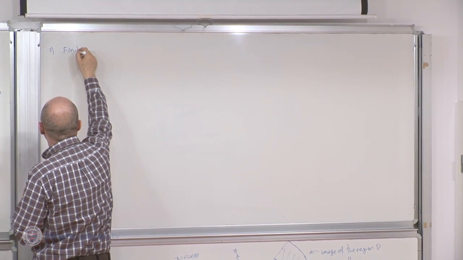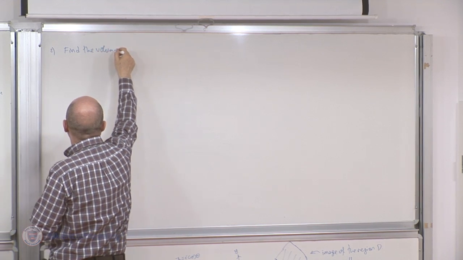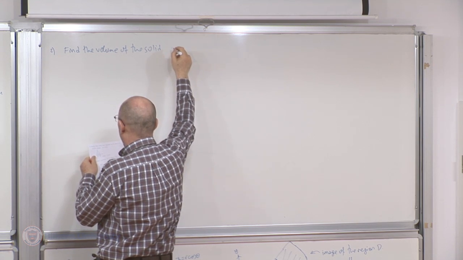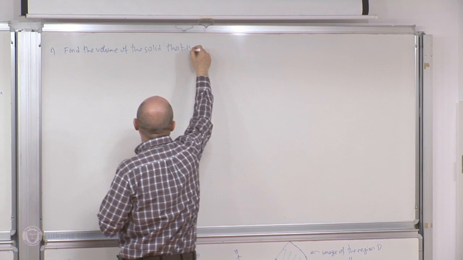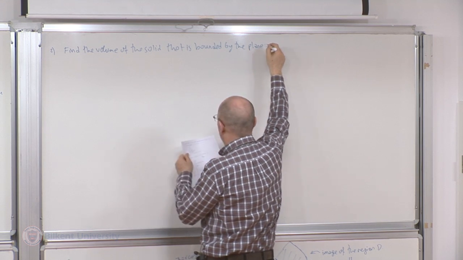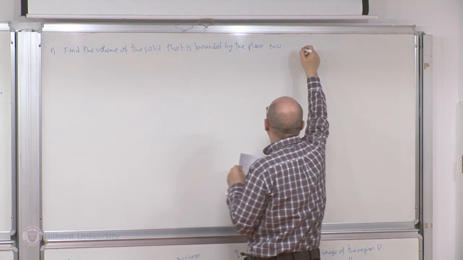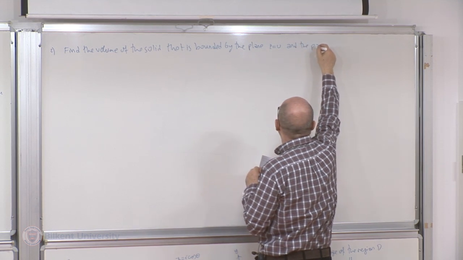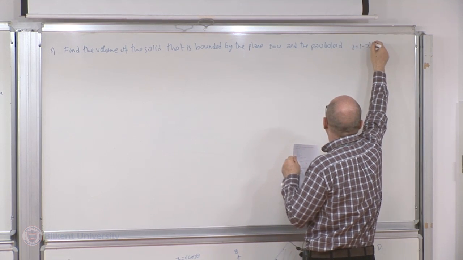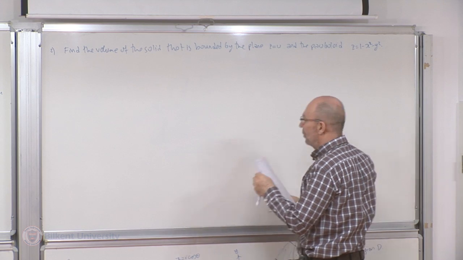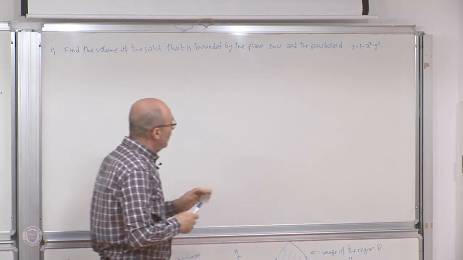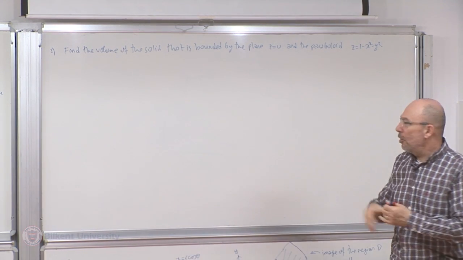Find the volume of the solid bounded by the plane z equals 0 and the paraboloid z equals 1 minus x squared minus y squared. Okay, so we sketch the region in these things. So this is a paraboloid.